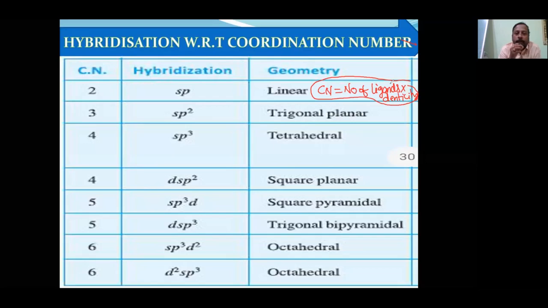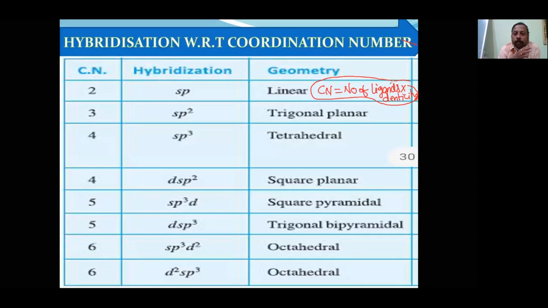So what are ligands? Any substance, any molecule, any ion which can donate a lone pair is called a ligand. And how many lone pairs they can donate is called denticity. Denticity is defined for ligands. Based upon the ligand's denticity, they are divided into monodentate or unidentate, then bidentate or didentate, then tridentate, then tetradentate, then polydentate, then flexidentate and ambidentate. These are the five types.